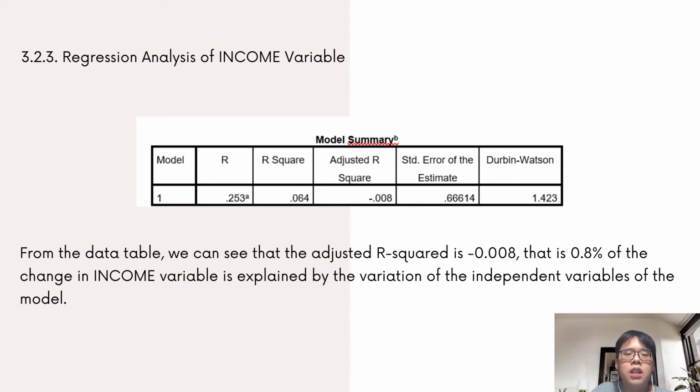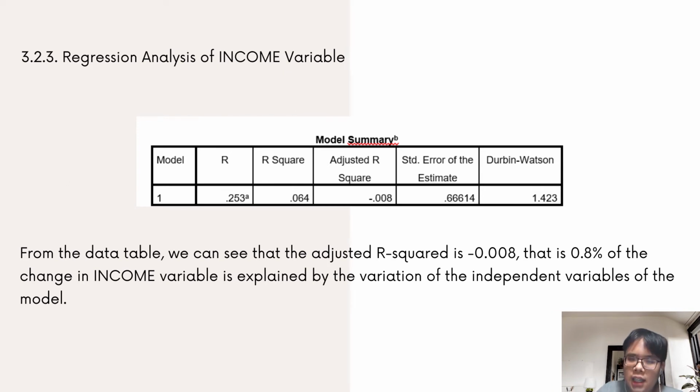First, the result of the income variable. So look at the result. We can see the adjusted R square is 0.008. Thus, 0.8% of the change in the income variable is explained by the variation of the independent variables of the model.